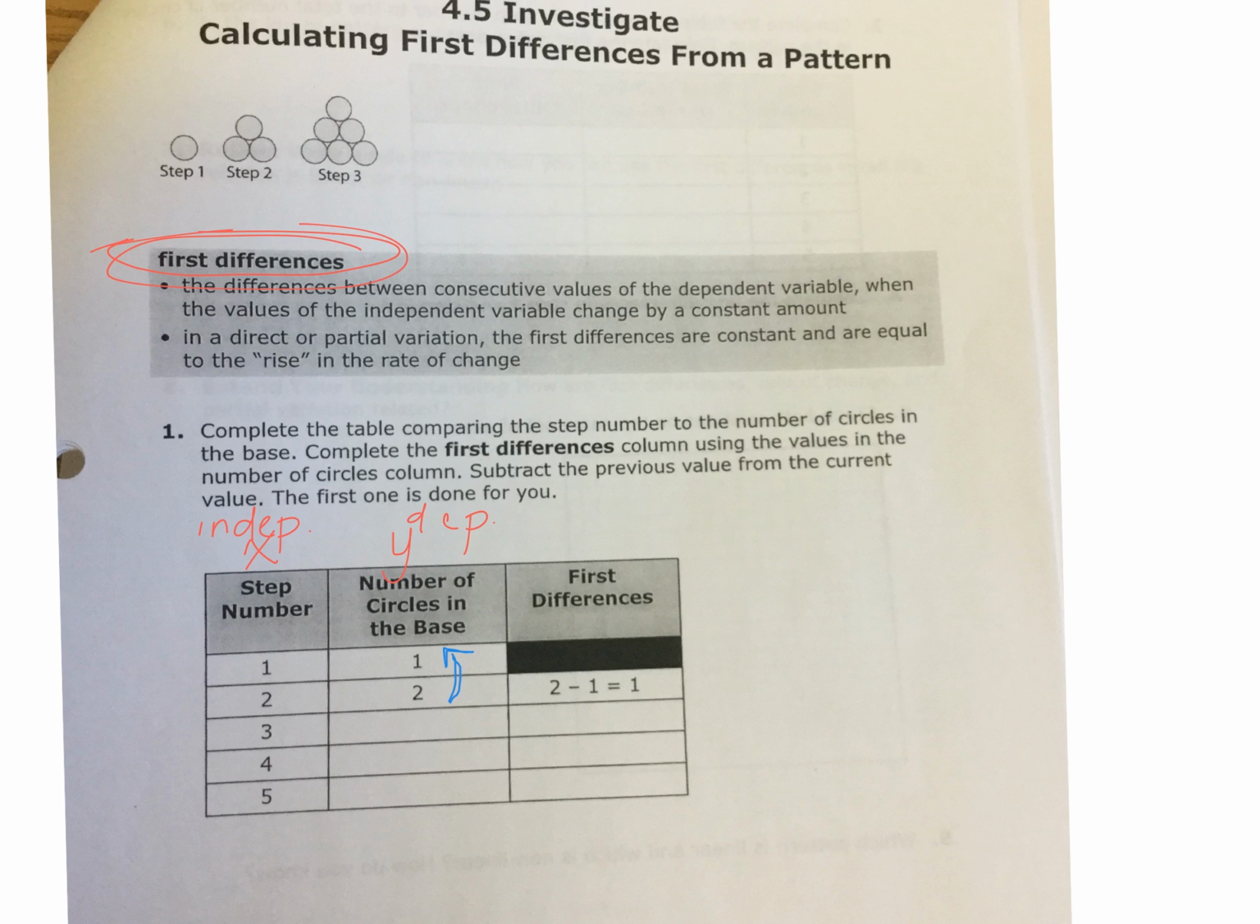2 take away 1. Now this only works, it gives you the answer, when the independent variables change by a constant amount as well. If both variables are changing by a constant amount, you automatically know the relation is linear. Remember we talked about this? The rise and the run must change by the same amount, otherwise it's not going to be a straight line. The differences are constant and would be equal to the rise, the rate of change.